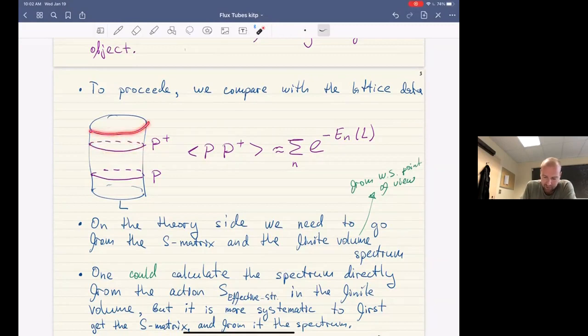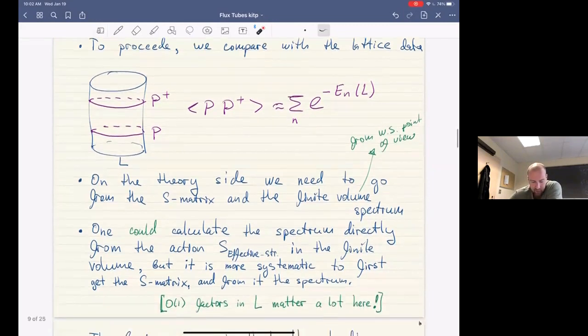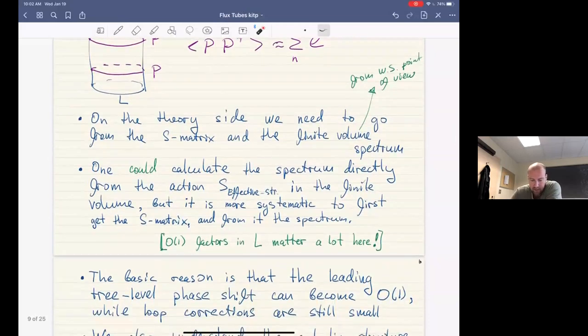So now the extra dimension is compact, and from this one can read off the spectrum of strings as a function of their length. So this E_n labels different, excited levels of the string. To compare with this on the theory side, we need to go from the S-matrix to the finite volume spectrum. One could have calculated the spectrum directly from the action in the finite volume, but it turns out to not be the most optimal way.